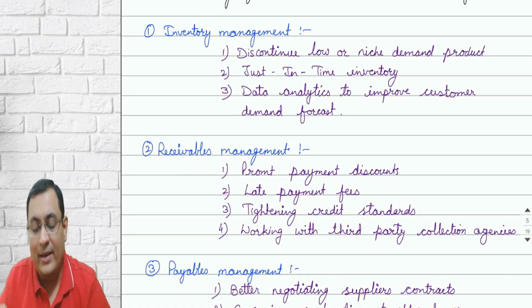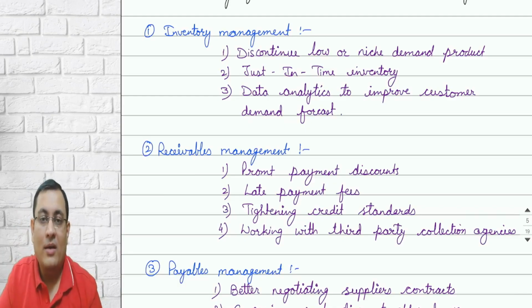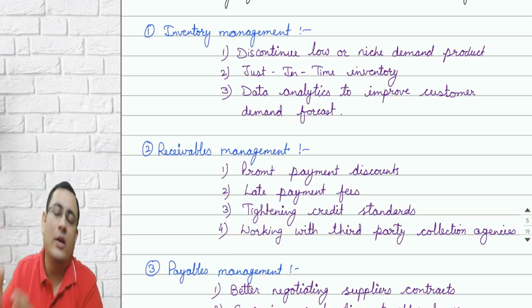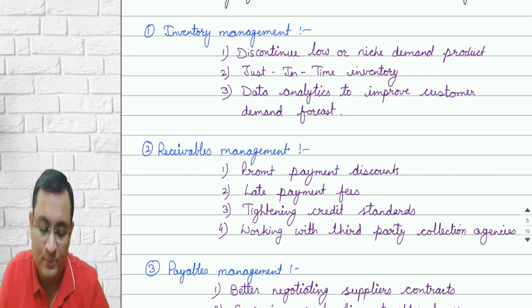Next, data analytics to improve customer demand forecast, so that you hold inventory only when you are going to get demand. In a peak period only you should be maintaining inventory, so that you can turn it around very quickly. So in case of recession or off peak season, you should be holding less inventory. That can be done only by analyzing your customers' demand data.